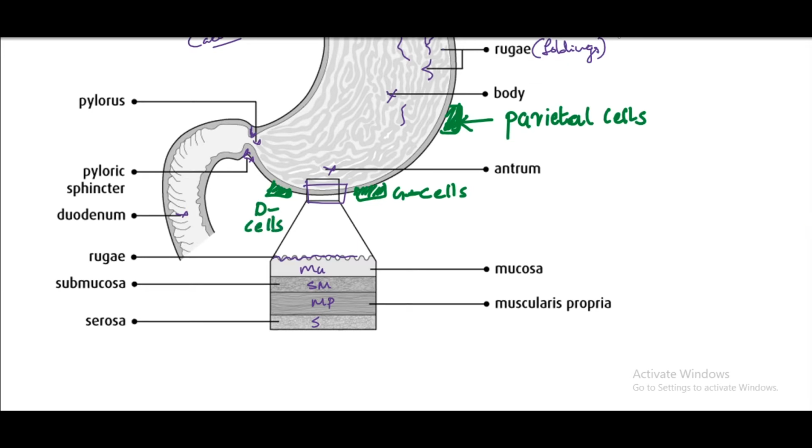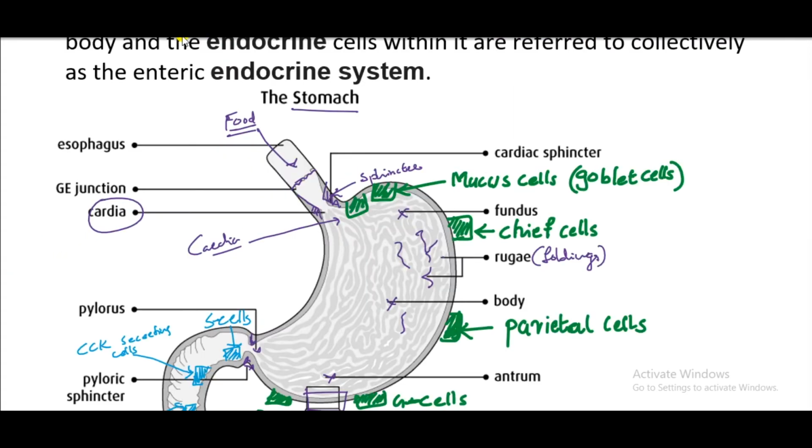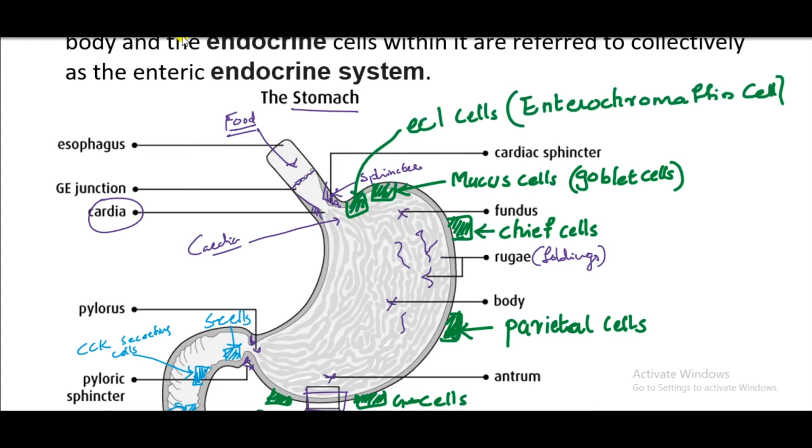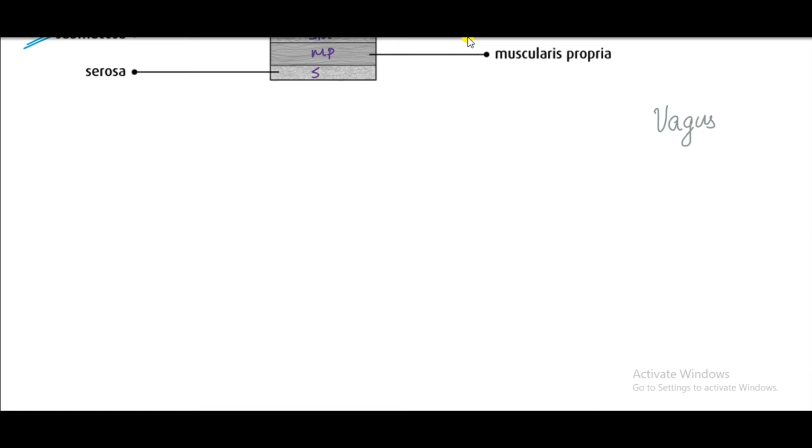I will tell you the functions of the cells. And you can see in the duodenum the S cells, the CCK secreting cells, and the GIP secreting cells. It means gastric inhibitory peptide hormone. And the ECL cells are also present in the fundus. It is also known as enterochromaffin-like cells.